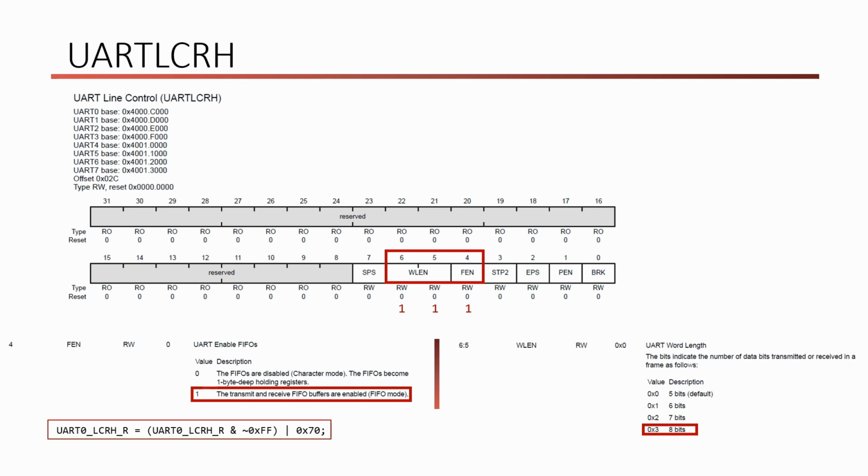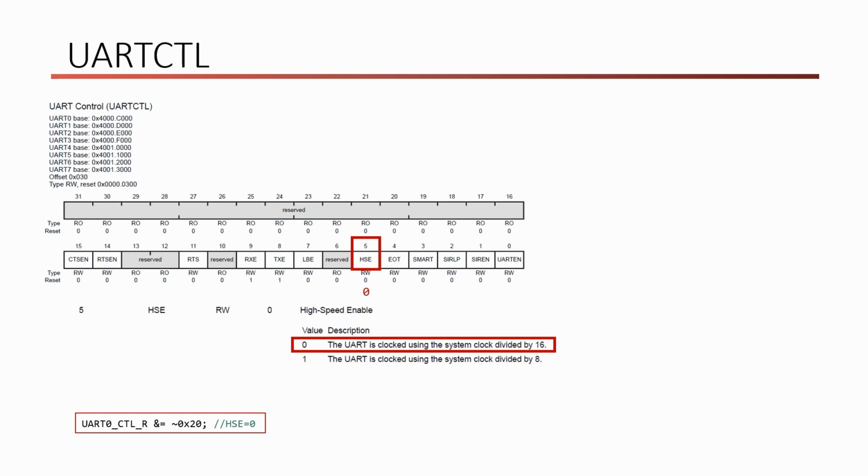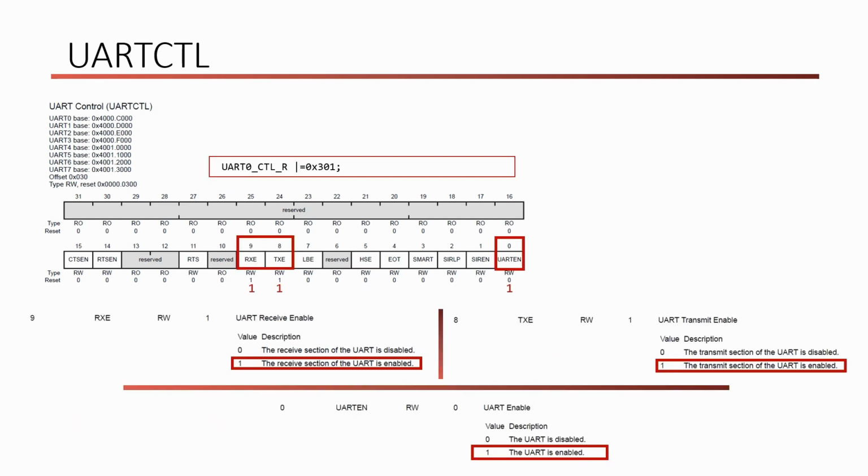In the WLEN register, indicate that 8 is the number of data bits that will be received or transmitted in a frame. And also indicate that FIFO buffers are enabled. You have to write a 0 in the high-speed enable bit to indicate that the UART is clocked using the system clock divided by 16. Also, enable the receive and transmit sections, and now you can indicate that the UART is enabled.